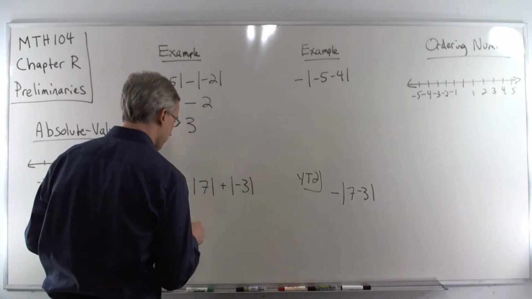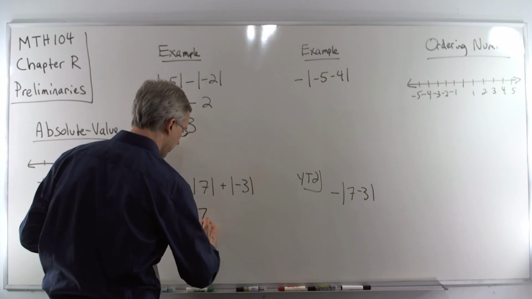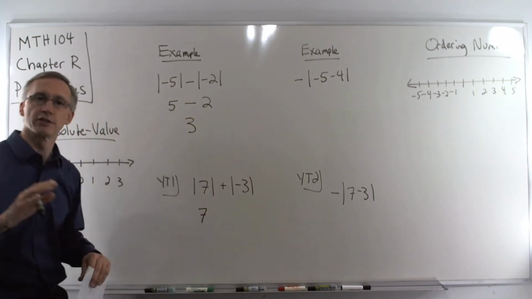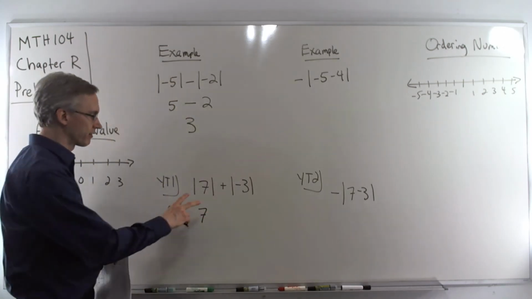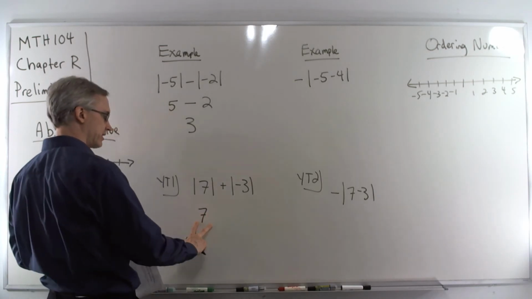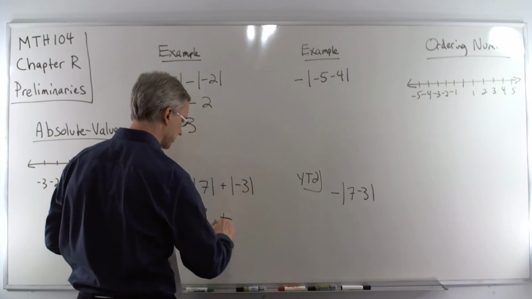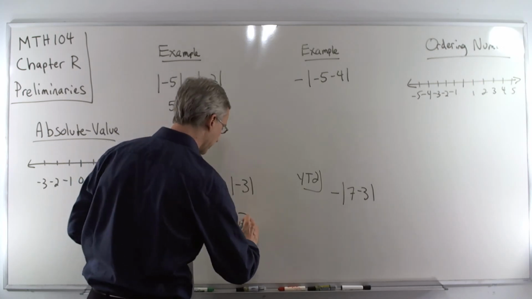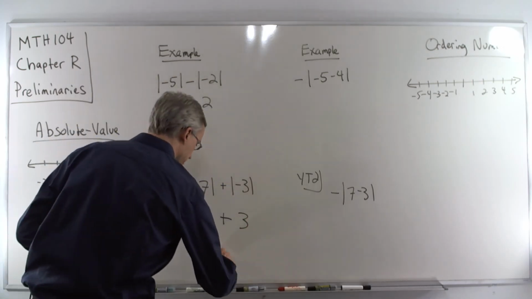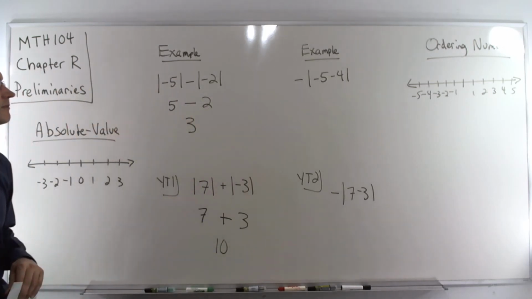So with this one, you got absolute value of 7. That does not turn into negative 7. Remember, the absolute value doesn't switch signs. The absolute value converts everything to positive. If it's positive, it stays positive. If it's negative, it's going to turn positive. So we bring down the plus sign, and then absolute value of negative 3 is positive 3. Add those two together, and we get 10 for that one.